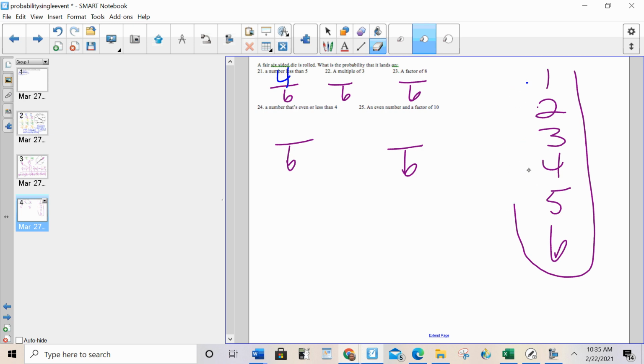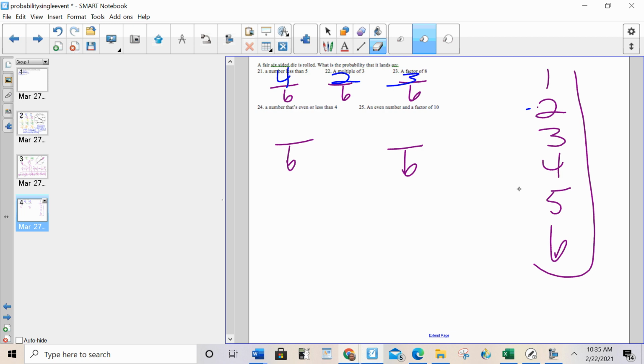How many are a multiple of 3? Well, 3 is a multiple of 3, and 6 is a multiple of 3. 2 of them are multiples of 3. A factor of 8. Well, 1 goes into 8, 2 goes into 8, 4 goes into 8. 3 of them are factors of 8.